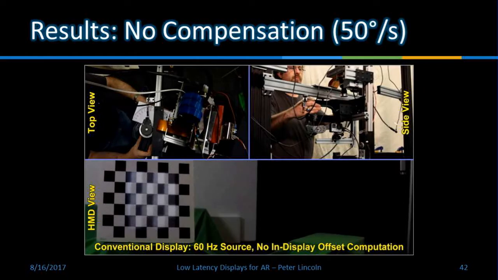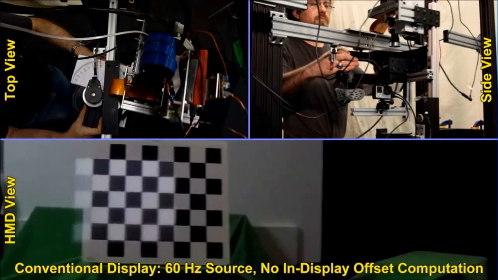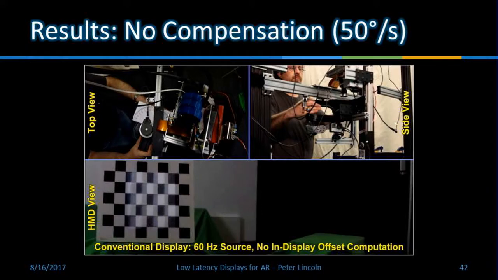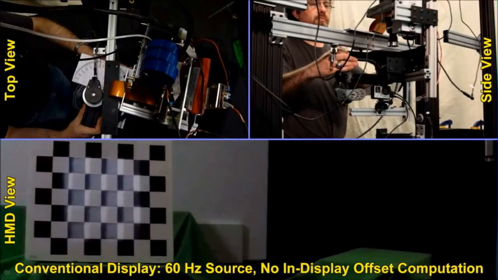But let's first take a look at what an uncompensated system looks like with conventional latency effects. So in this example, we're moving the viewpoint back and forth at about 50 degrees per second. And this bottom portion of the video is recorded with the camera looking through the optical see-through display. And the other 2 are just some observational cameras. So let's play that again. So in this video, take note at the bottom that the virtual overlay is lagging significantly behind the physical counterpart.